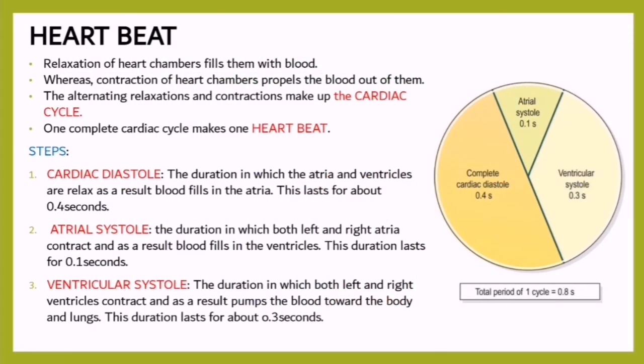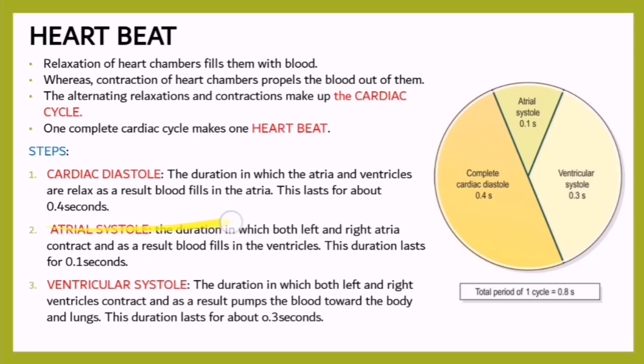Heartbeat. Relaxation of heart chambers fills them with blood and their contraction propels the blood out of them. These alternating relaxation and contraction waves make up the cardiac cycle, and one complete cardiac cycle makes a heartbeat. Now it comprises the following steps. Number 1 is the cardiac diastole, which is the duration in which the atria and ventricles are relaxed, and as a result blood fills in the atria.